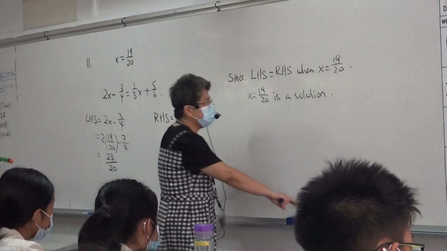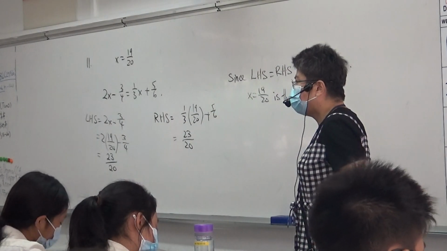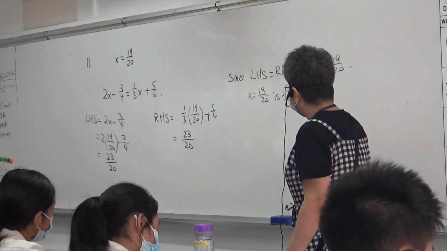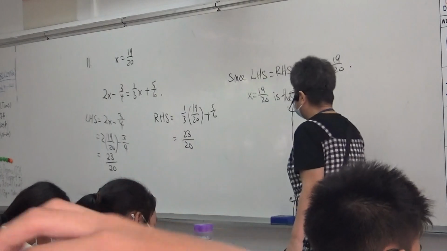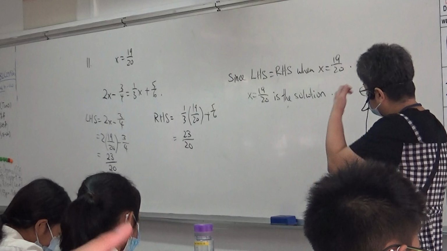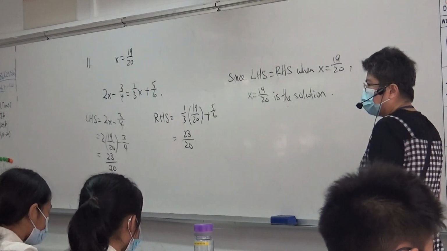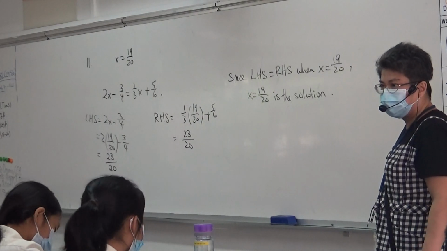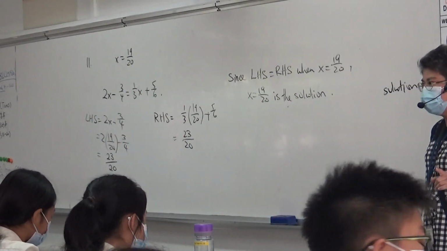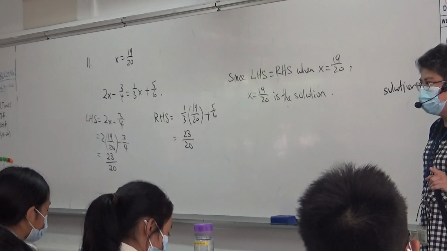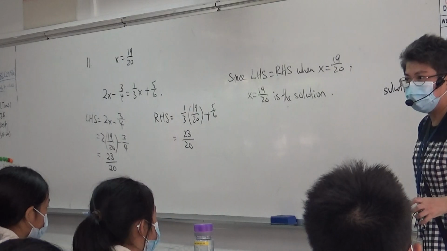I think I should write this solution. It's the solution, because it's the only solution. Everybody okay? You have to put a comma and put your... Do you understand? Now, when we say something is a solution, that means when I solve the equation, that's the answer. Is that clear? Yes or no?